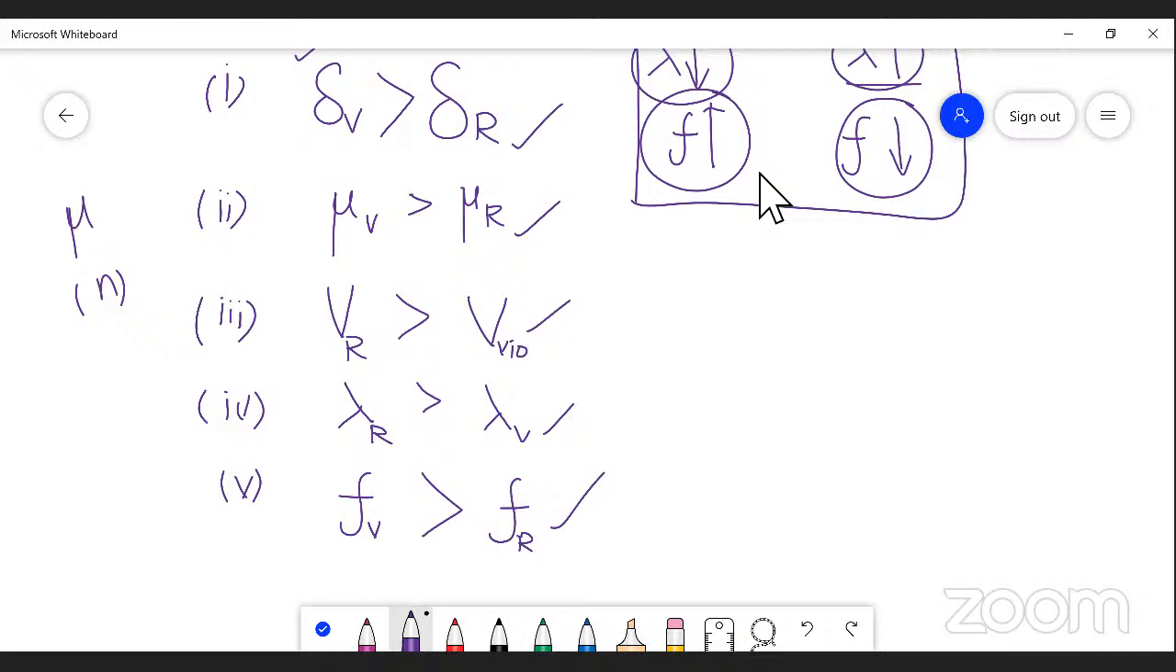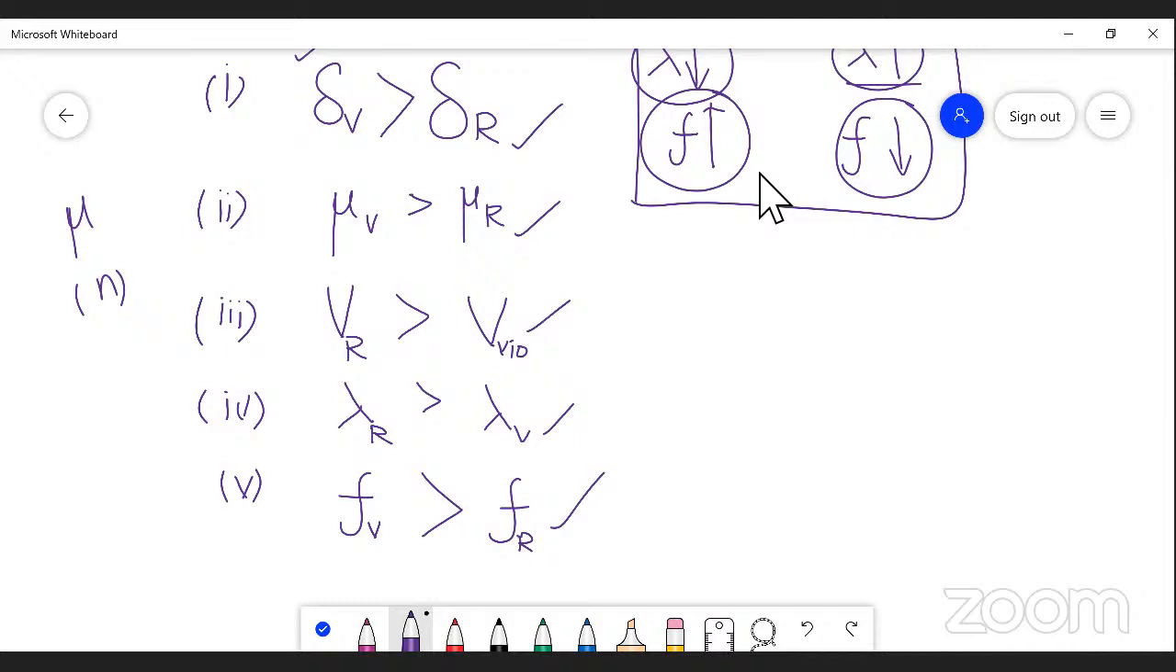First, the most important point: the deviation angle for violet is maximum compared to red. What is the reason? The velocity of red color is maximum in the medium of the prism. That's why the deviation value is minimum for red.